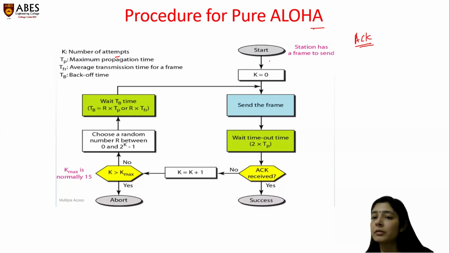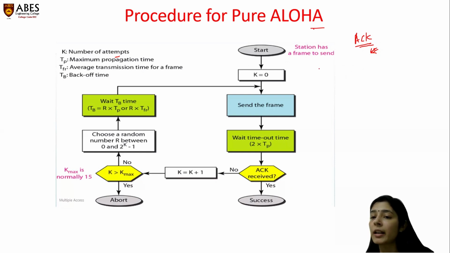So in the pure Aloha protocol, whenever the station receives the frame successfully, the receiver will send the acknowledgement to inform the sending station that the frame has successfully reached. Because if either the frame or the acknowledgement is discarded or lost during the transmission, and the station has no information, then whenever the timer timeout occurs, the station will again resend the frame.